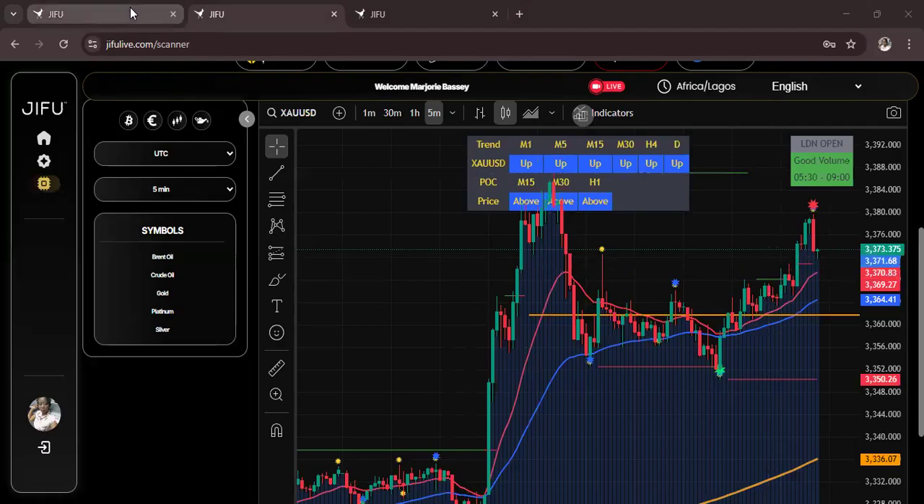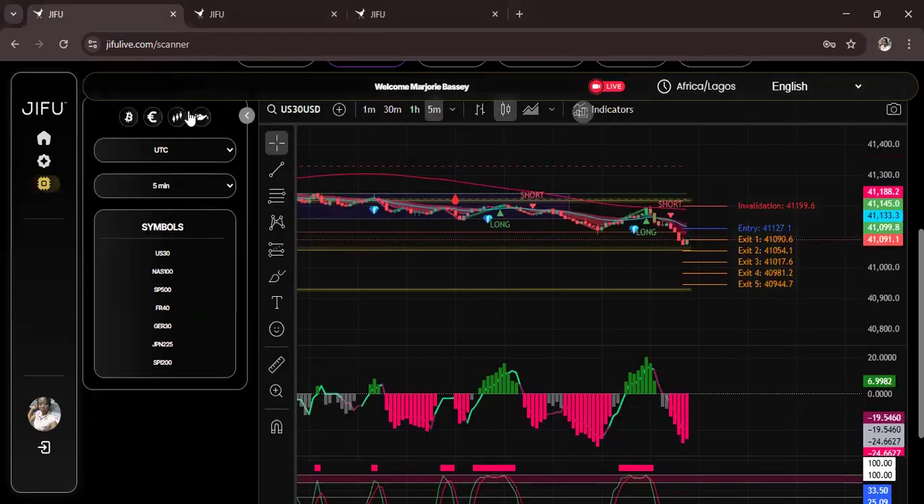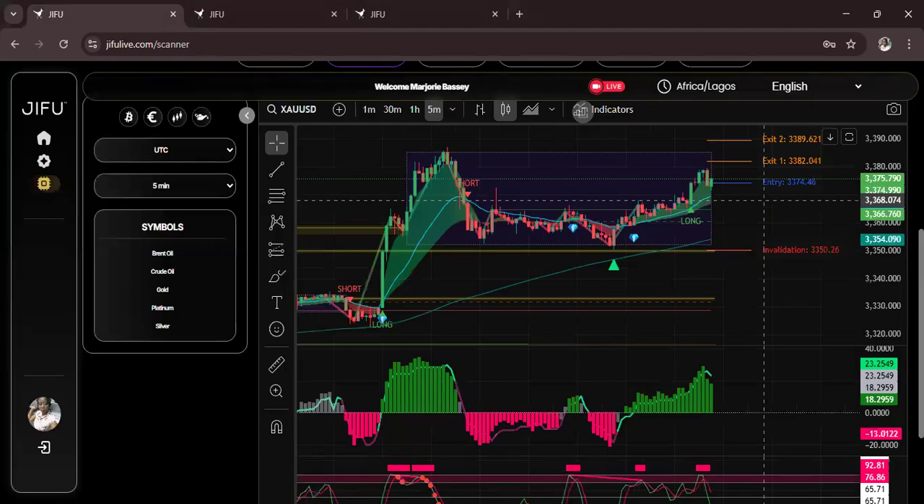Yeah, gold. What was the entry again for gold? You can screenshot these entries or write it down. For gold, what was the entry again? Yeah, the entry is actually around that entry, 3374.46.